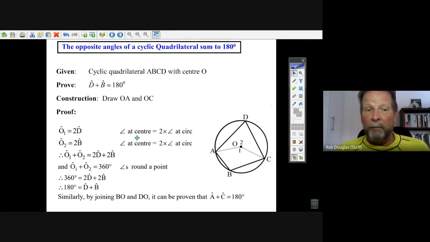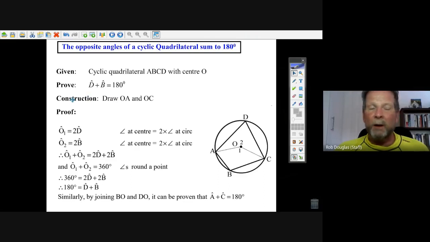Now, there's a proof for this, and we use the angle at the center is 2 times the angle at the circumference. Go through this proof really carefully. You're trying to prove that angle D plus angle B equals 180 degrees, that those opposite angles really do add to equal 180. You start off with things that are given, that you've got a quadrilateral that's cyclic with a center O.